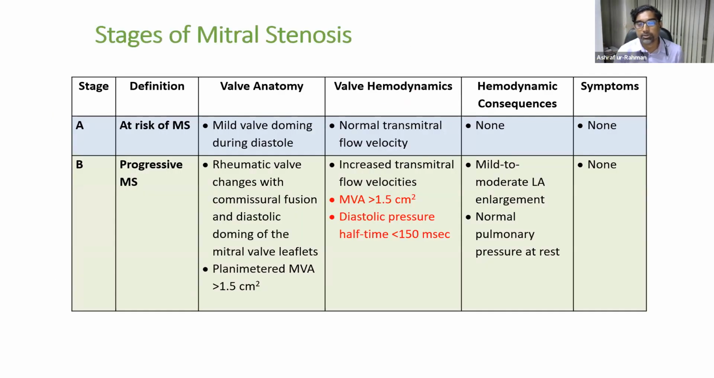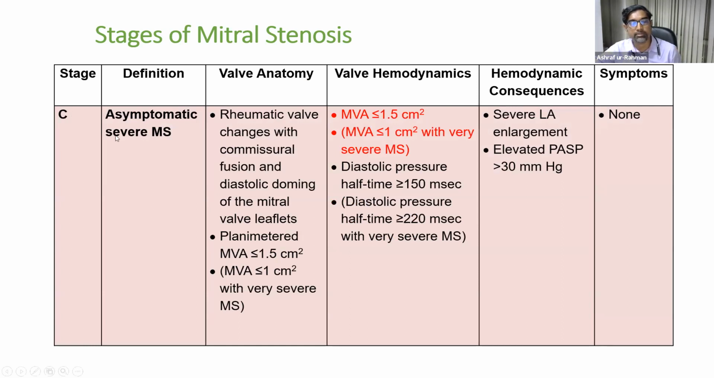The ACC/AHA guideline in 2014 stages MS as at risk of MS and progressive MS. At risk of MS, they don't have any transmitral flow velocity. In progressive MS, the valve area is more than 1.5 square centimeters, and pressure half time is less than 150. But there are some rheumatic changes in progressive MS. And this is the asymptomatic severe MS. They call it stage C.